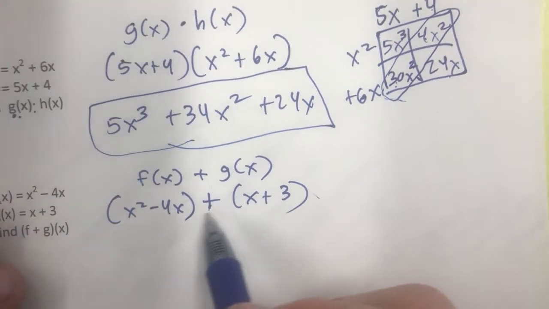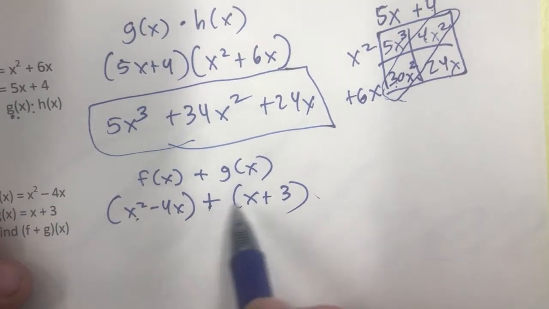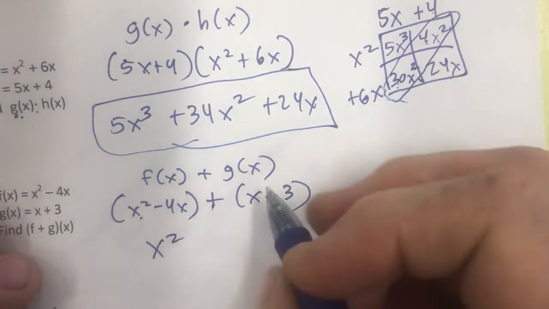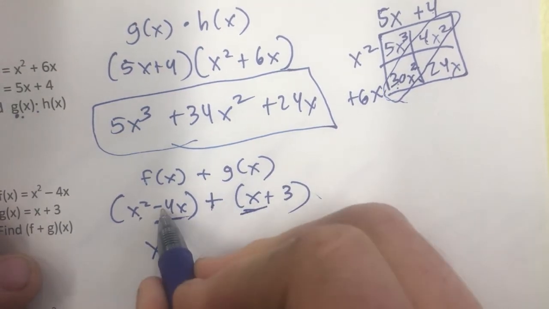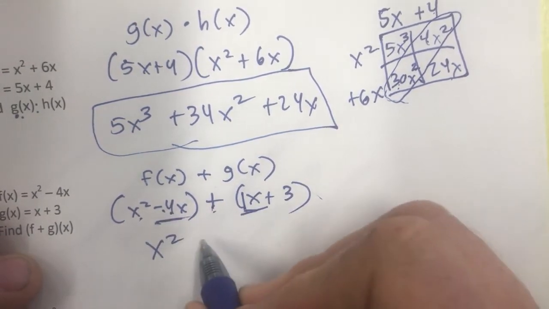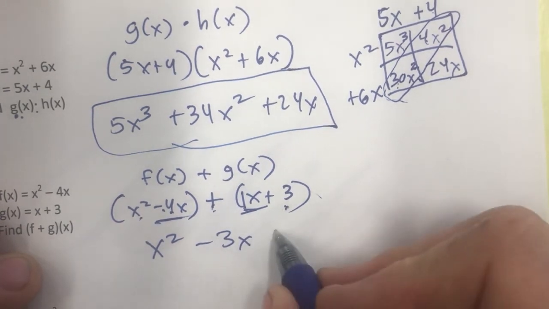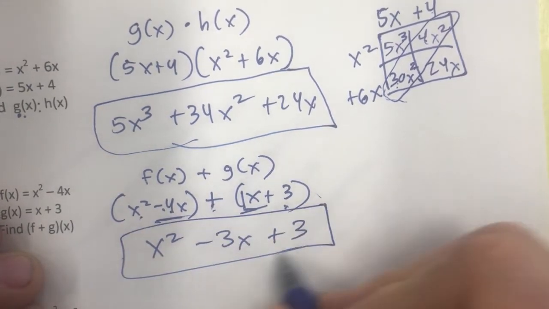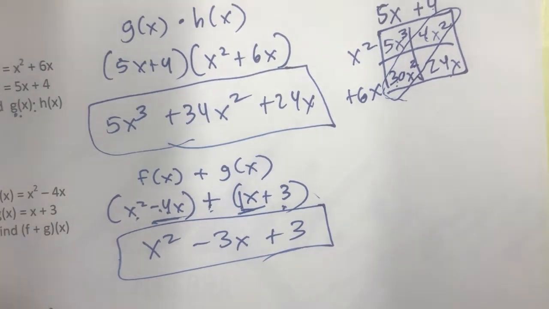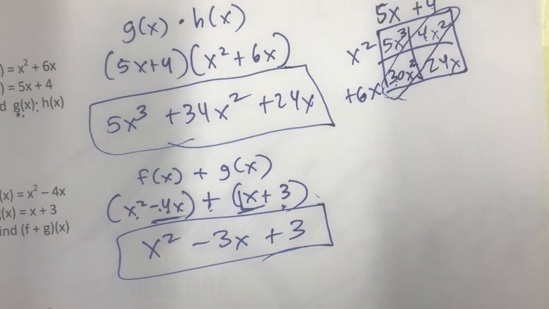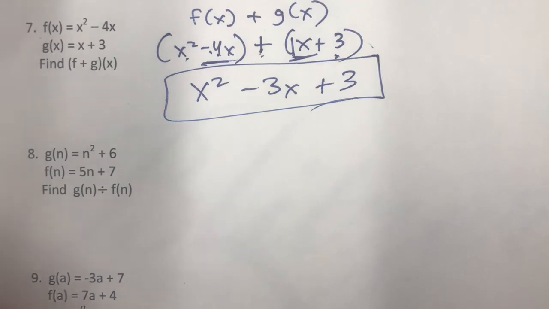So we got our like terms. So starting with our highest power, x squared would go first. And then these two are like terms. So negative 4 plus 1 would be negative 3x. And then this 3 here has no like terms. So there we go. That's all we can do. All right, let's go to number 8.